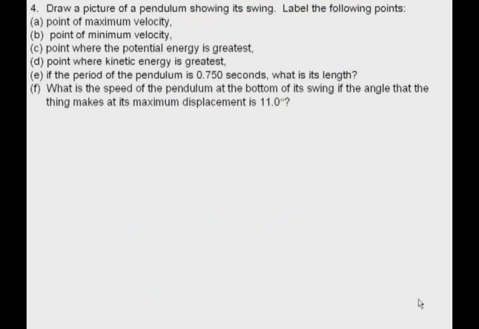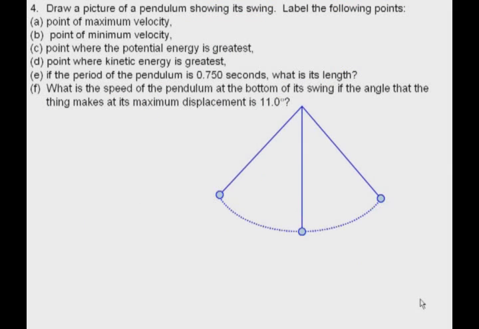Problem number 4, draw a picture of a pendulum showing its swing. So I've labeled the highest points and the lowest point of the pendulum. We want to label the point of maximum velocity. We're going fastest down at the bottom. The point of minimum velocity is at the very top, it comes to a stop before it goes back down again. The point where the potential energy is the greatest, that would be the highest point, either one of the top points. The point where the kinetic energy is greatest is where it's going to be going the fastest, down at the bottom.